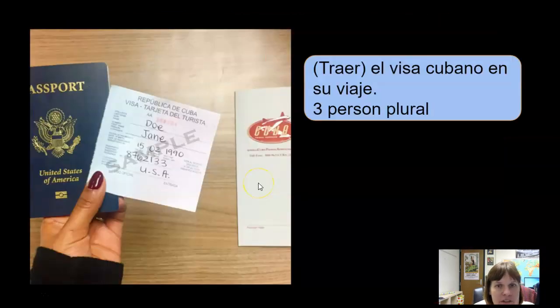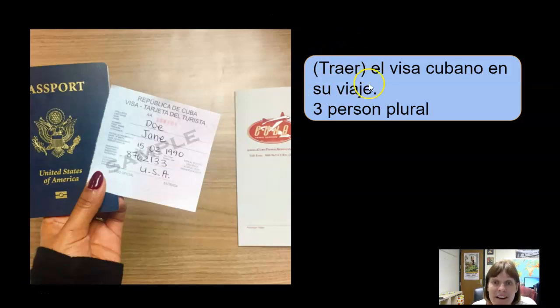So, vamos a continuar. Traer el visa cubano en su viaje. So make sure you bring your Cuba visa on your trip. So I had a special visa to study religion, and I was studying the local religion Yoruba. And that was just basically a formality. I did still study it, but that's not really what I focused all of my attention on. But that was a way I could get into the country to spend a week there.